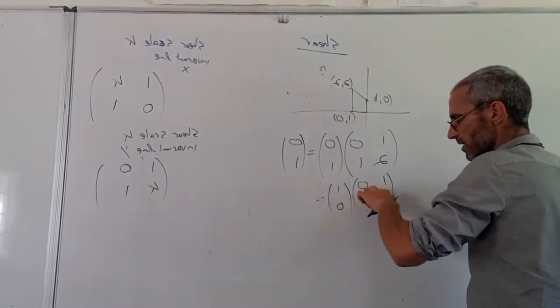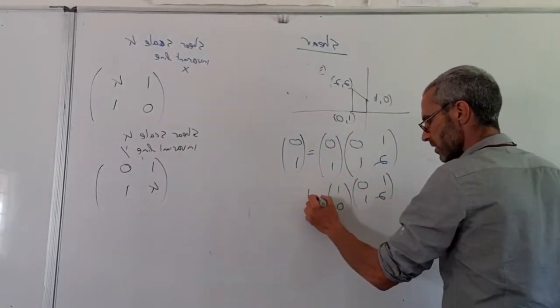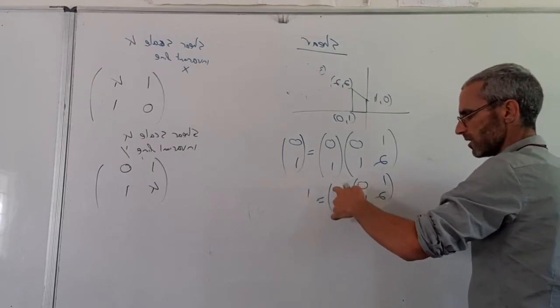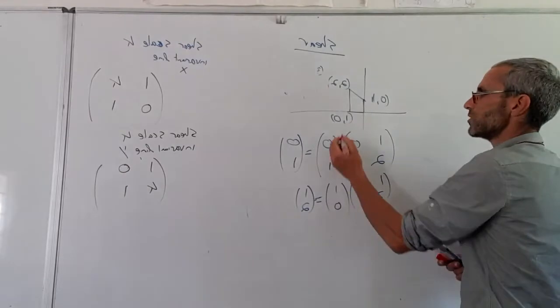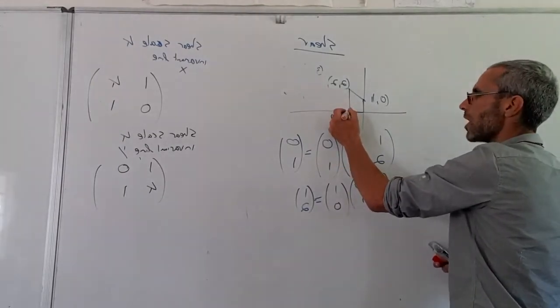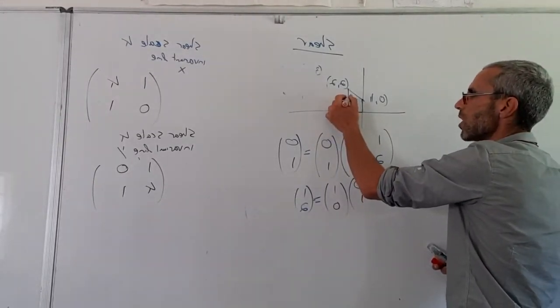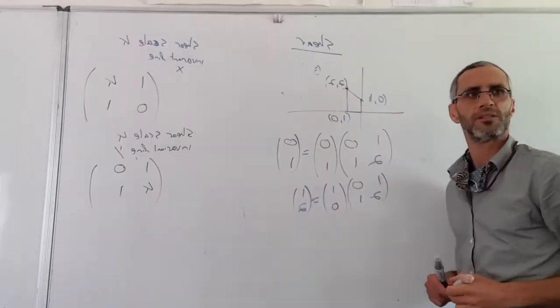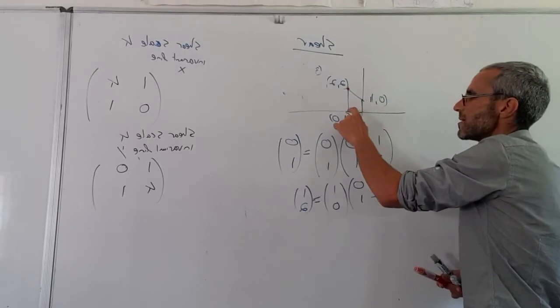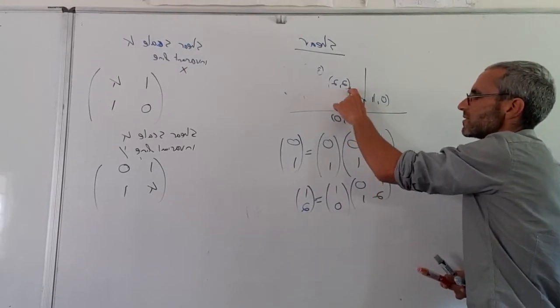So 1, 0 times 1, 0 is 1. 2, 1 times 1, 0 is going to be 1, 2. So the new point for 1, 0 is going to be 1, 2. So it's going to jump up to there. This one stays the same. This one stays there. Okay?